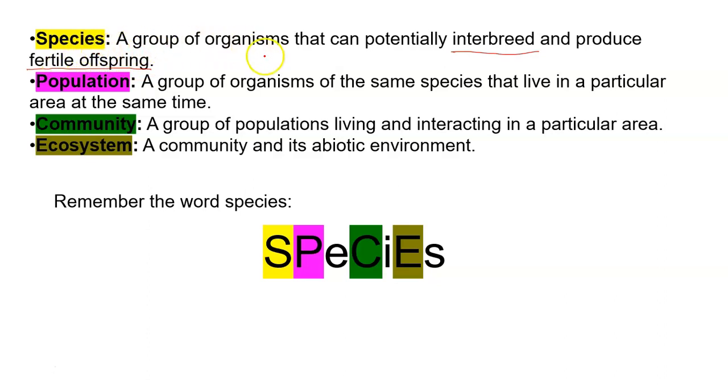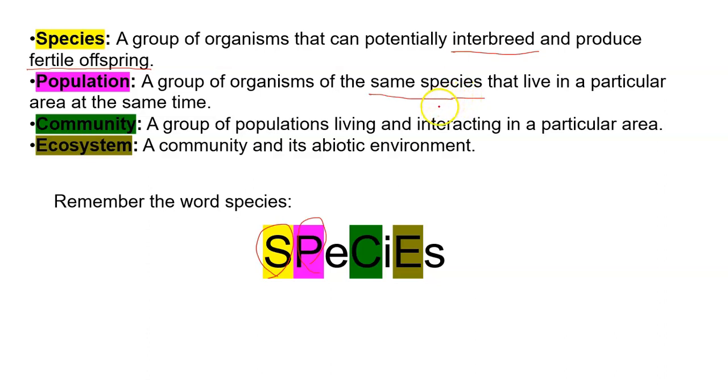The order of these definitions from smaller to bigger can be remembered by memorizing the word SPECIES, in which S represents species, and the next P represents population. What is a population? A group of organisms of the same species that live in a particular area at the same time. So once we are talking about a population, we are emphasizing the same species.